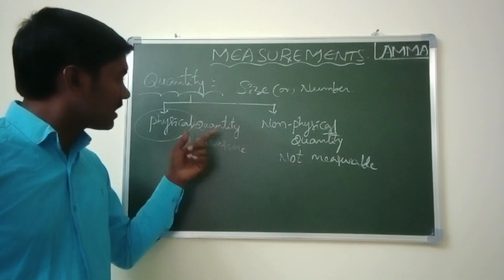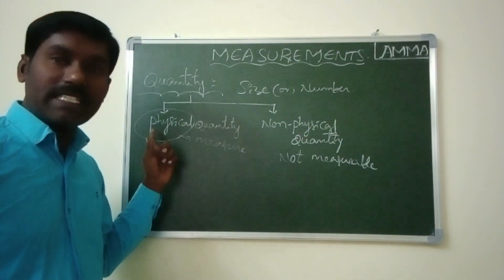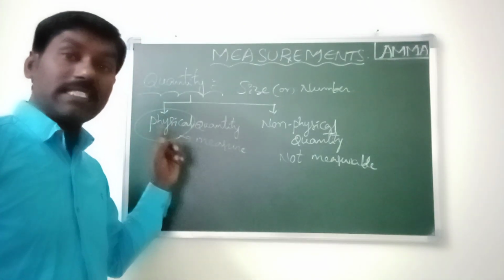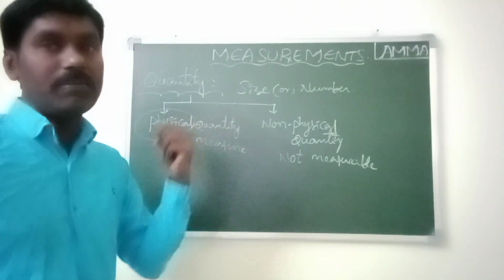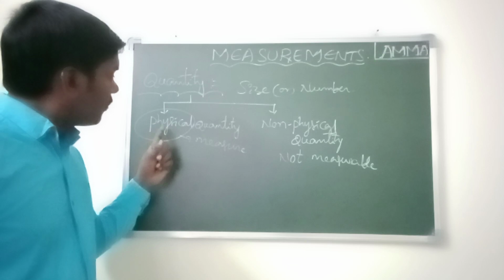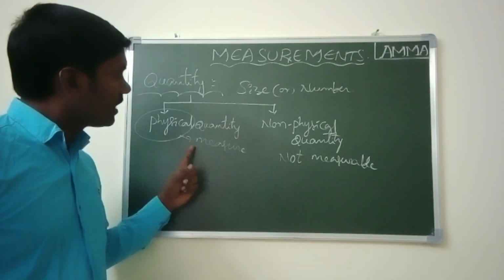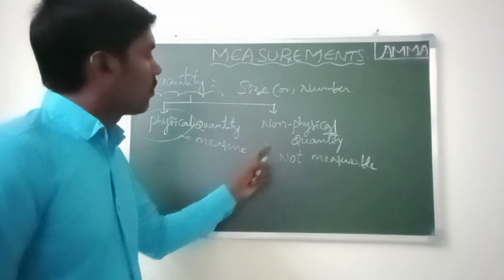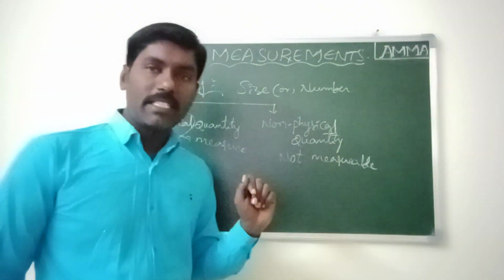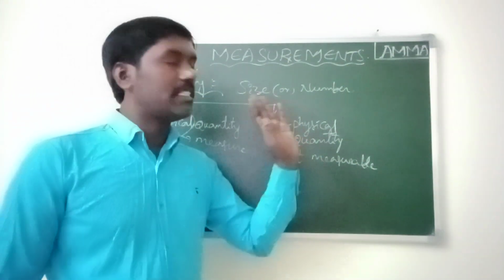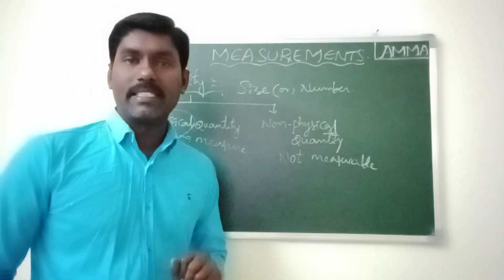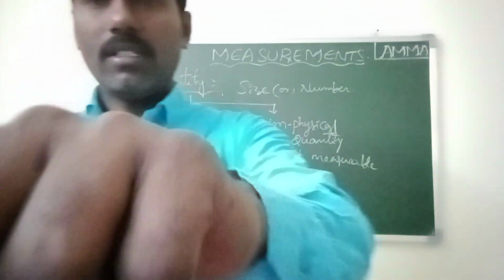Physical quantity is the quantity that can appear physically. When you observe that quantity physically, definitely we can measure that one. So physical quantity means the quantity which can be measured, and non-physical quantity means the quantity which cannot be measured.